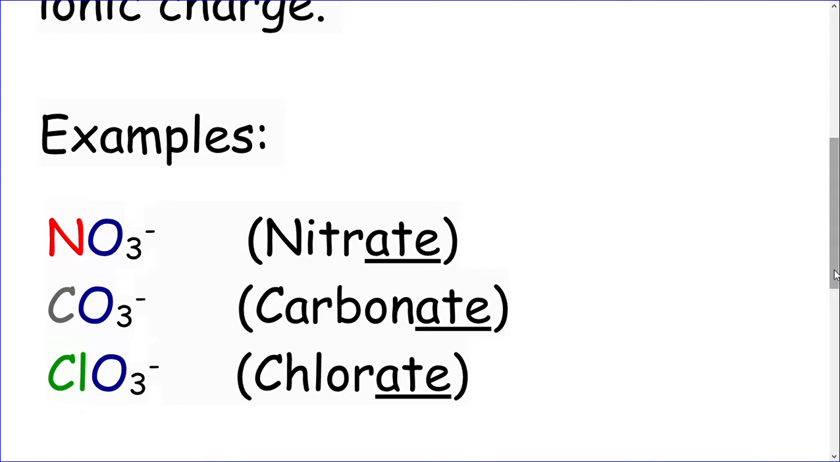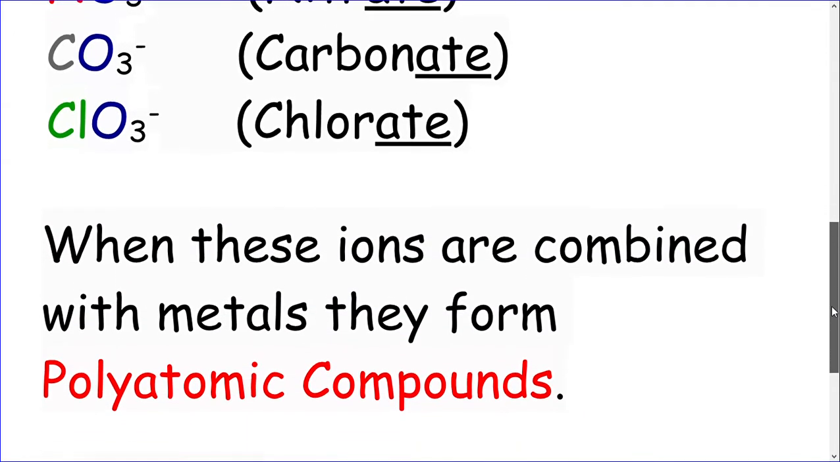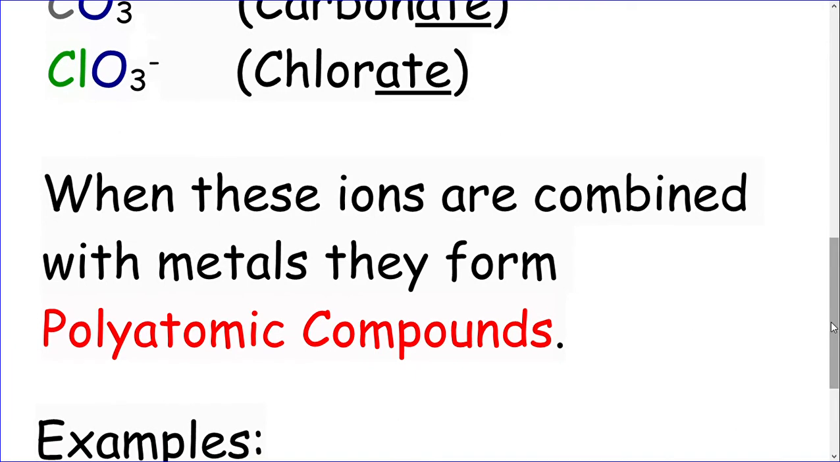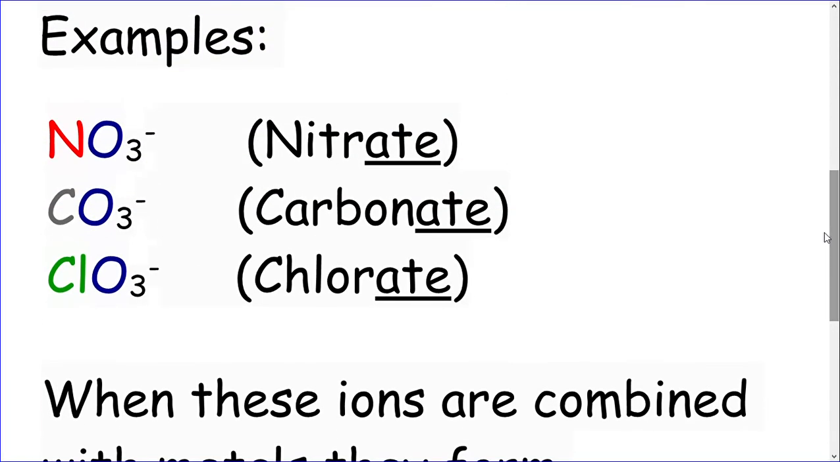So a polyatomic ion really is just a group of nonmetals. It's kind of a second level of ionic compounds, and all they do is they just share an overall charge. So when these ions are combined with metals, they form polyatomic compounds. So all of these polyatomic ions, as I look at them, they're all nonmetals. So a polyatomic ion is a collection of nonmetals that share an overall charge.